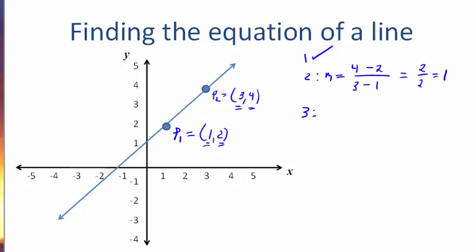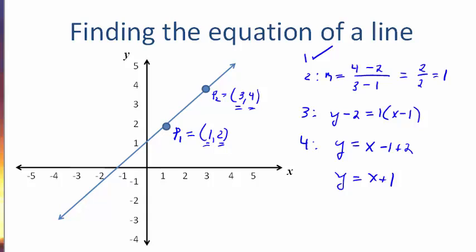Step 3 is to write the equation. So the equation is y minus y1, which is 2 in this case, is equal to m, the slope, times x minus x1, which is 1 in this case. And then I'm going to write it in slope-intercept form, which tells me that y equals x minus 1 plus 2. And so I have that y equals x plus 1. And that will tell me actually also that the y-intercept is 1, because that is my b.